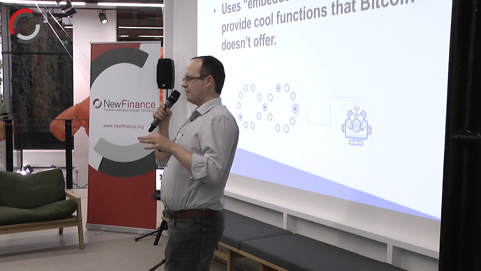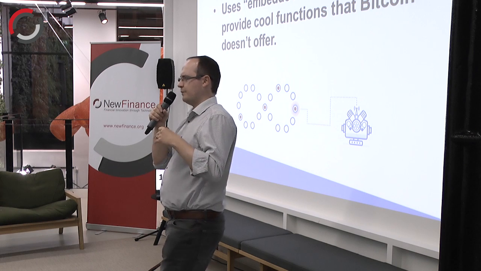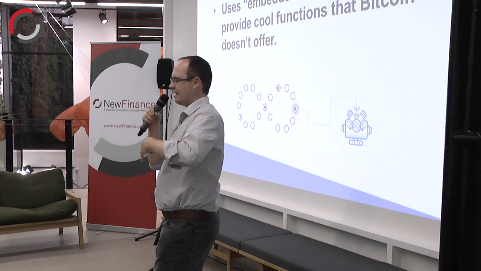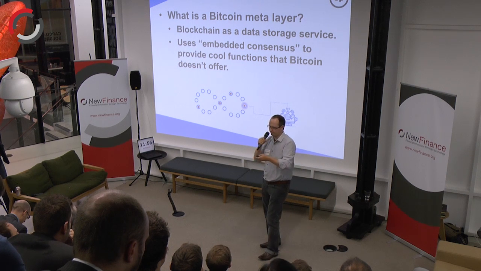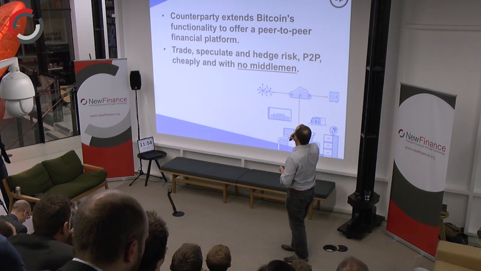And the way it does it from a technical point of view is by broadcasting transactions onto the Bitcoin blockchain that aren't real transactions. They're dummy transactions. And if you look inside those transactions and do some decoding, you'll find all the instructions that actually correspond to the Counterparty transactions.